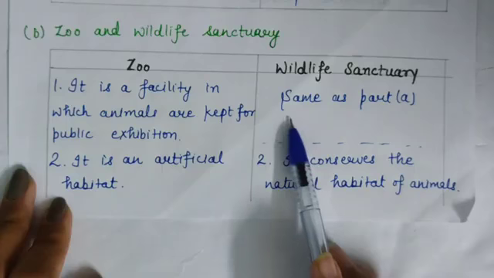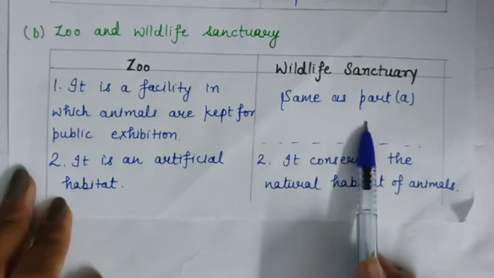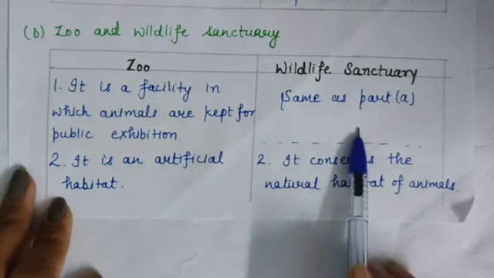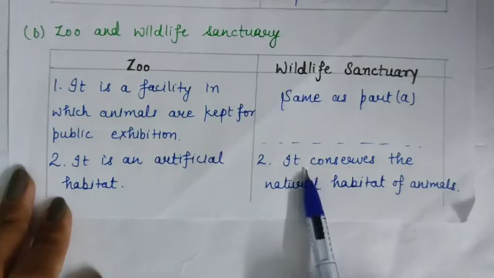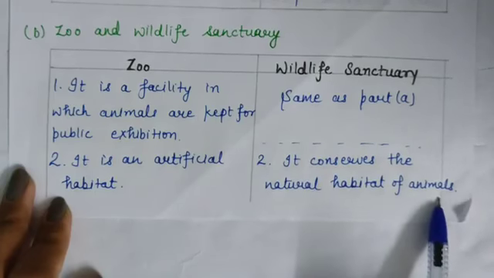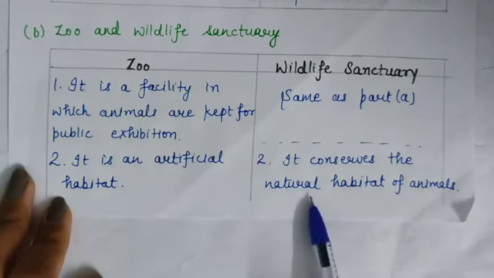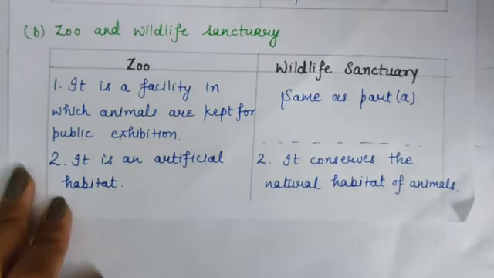Okay, means right here as we wrote in part A, okay, so the point 1 is same. This first point is same as in part A. Second is it is an artificial habitat, whereas the wildlife sanctuary conserves the natural habitat of animals. Okay, it is an artificial habitat, but wildlife sanctuary is a natural habitat. So these are two differences between zoo and wildlife sanctuary.